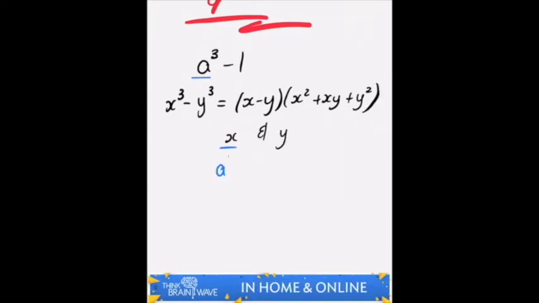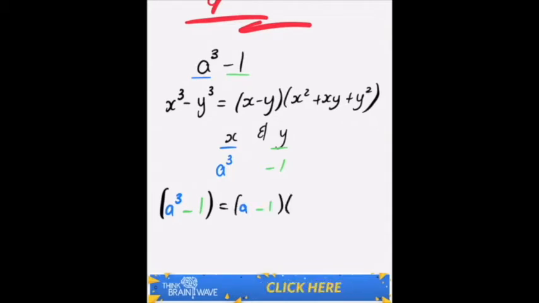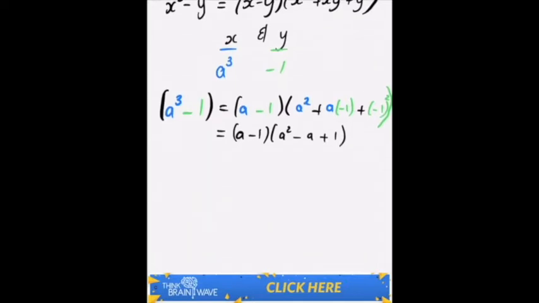You then select what your x would be, which is a. You then select your y, which is minus 1. The next step is to put them into the general solution above. So you'll say a minus 1, then you'll say a squared plus a times minus 1 in brackets plus minus 1 squared in brackets. We say it's a minus 1, we change our signs correctly, and we're left with this answer.